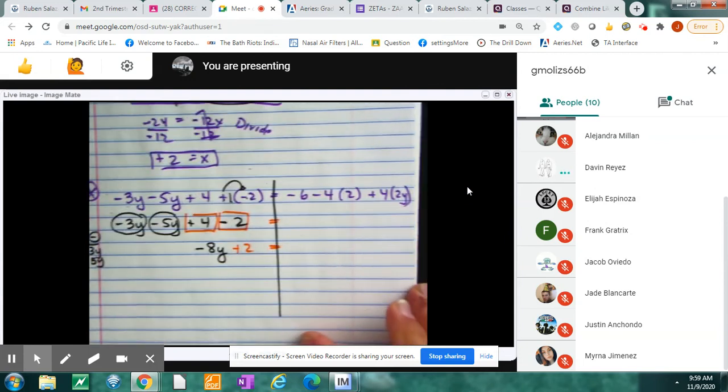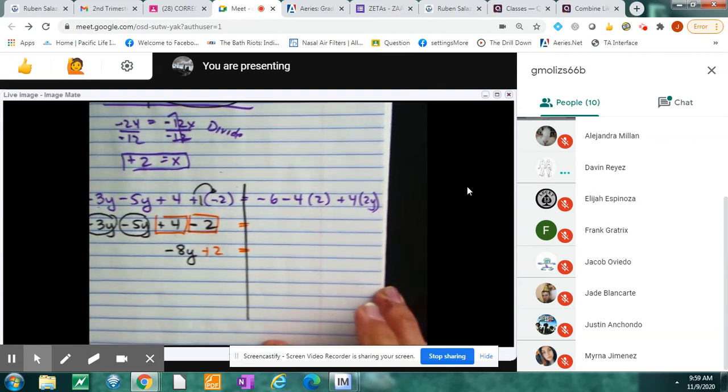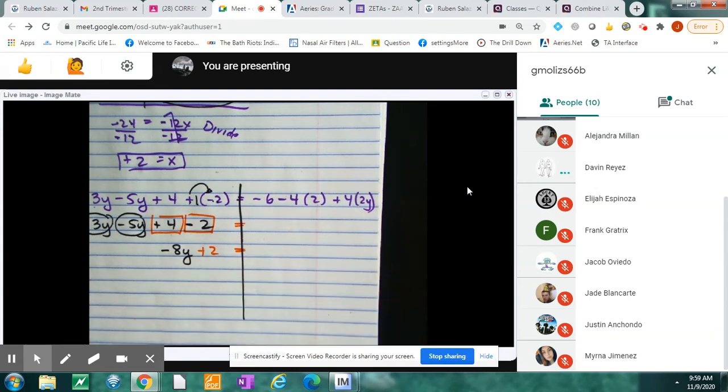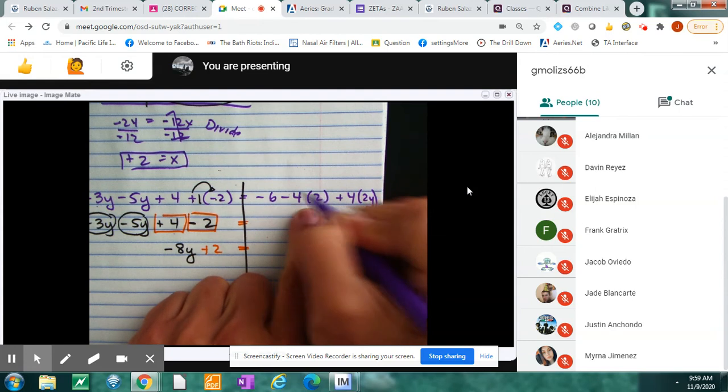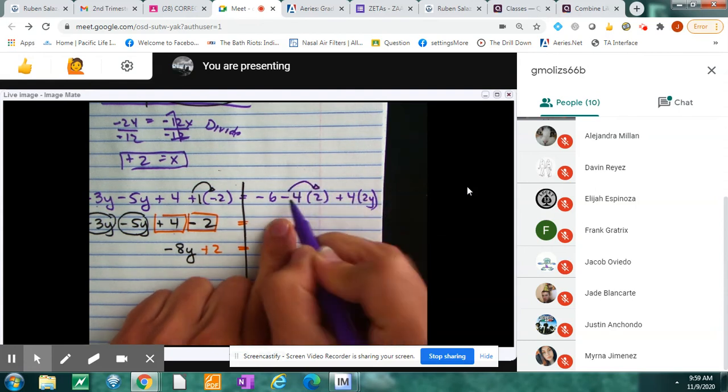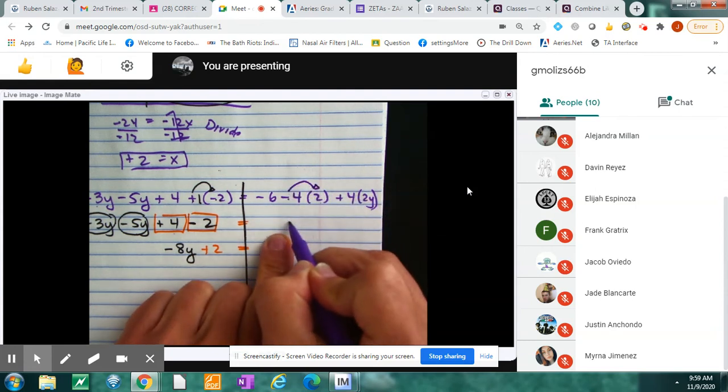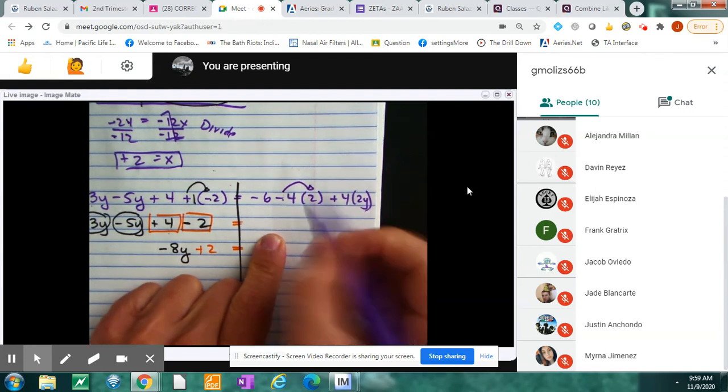Okay. So now, what about the right side? Is there multiplication on the right side? Yeah, right here, right? -4 times 2. What's negative times positive? Davin. I'll stick with Davin.